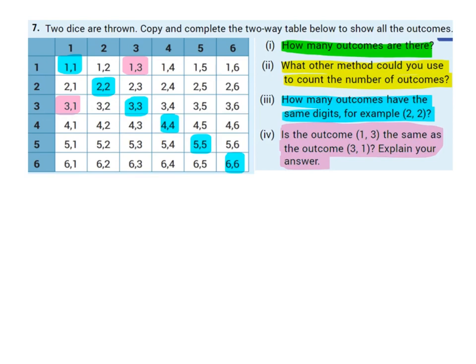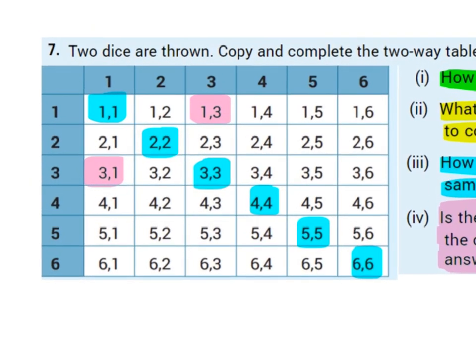So first of all, filling in the two-way table. We have 1, 1, 2, 1, 3, 1, 4, 1, 5, 1, 6, 1 in the first column. Then 1, 2, 2, 2, 3, 2, 4, 2, 5, 2, 6, 2 in the second column. Then 1, 3, 2, 3, 3, 3, 4, 3, 5, 3, 6, 3 in the third column.